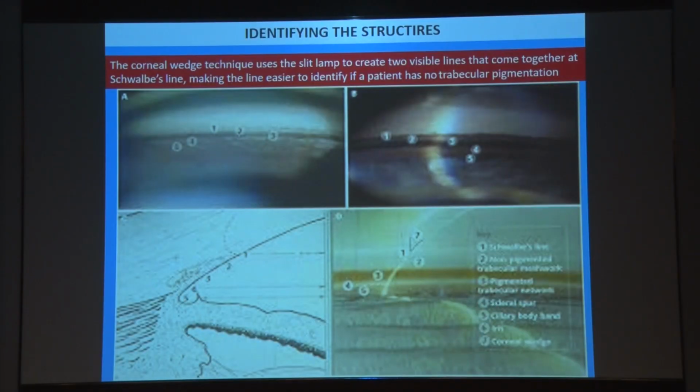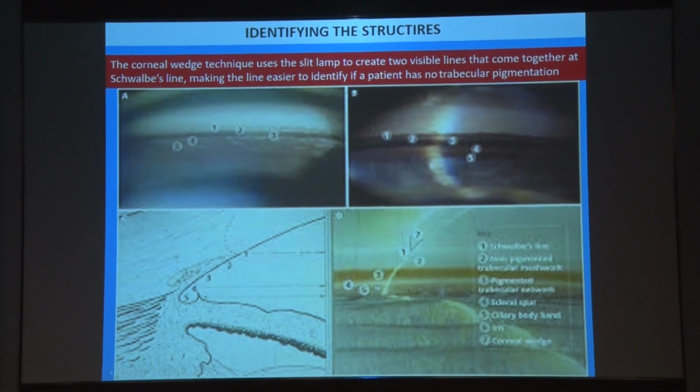So how would you do gonioscopy? The best way to do gonioscopy is the corneal wedge technique, which uses the slit lamp to create two visible lines that come together at the patient's Schwalbe's line, making the line easier to identify. So just look here. That's the corneal wedge. They meet here at the Schwalbe's line. And immediately after that, you identify the trabecular meshwork. And once you identify the trabecular meshwork, it's very simple to see the scleral spur.